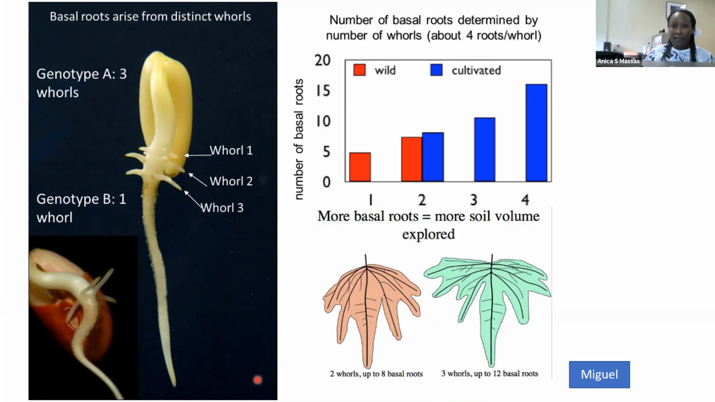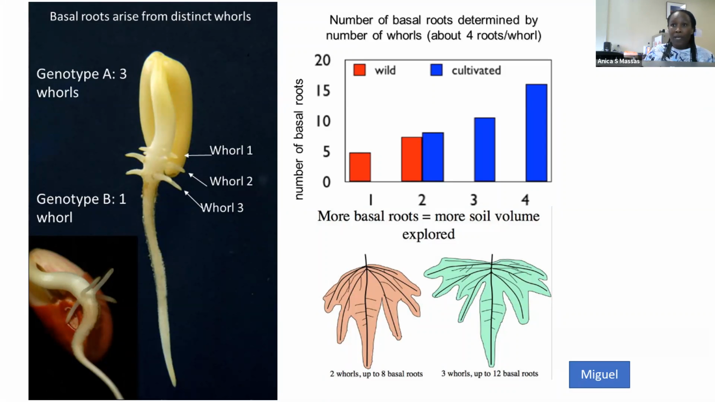A previous study done in this lab found that the more basal roots, the greater the soil volume exploration. Wild beans have 1 to 2 basal root whorls compared to cultivated beans that have more than 2 basal root whorls.